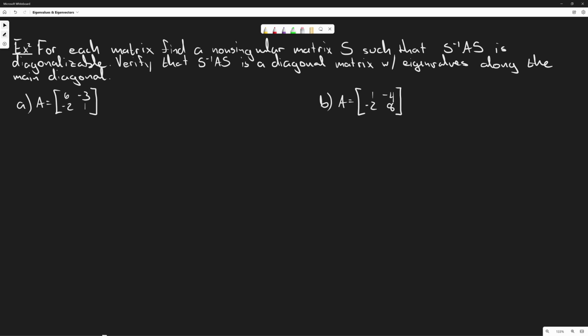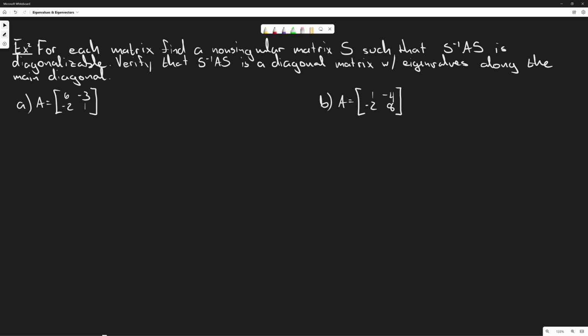In our last example, we verified whether the given matrix P and its invertible matrix gave us a diagonal matrix. In this video, we will continue doing that. However, we are not given our invertible matrix, so we actually have to find it and then verify that it does give us a diagonal matrix and that the diagonal entries are the eigenvalues.